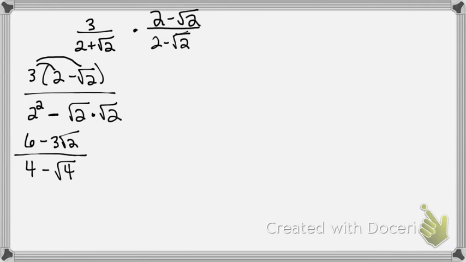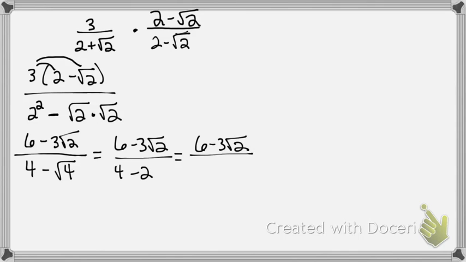So let's keep on simplifying. Up top, that's going to stay the same. Okay? Can't do anything with it. In the denominator, I can simplify that square root of 4. That's going to give me 2. Okay? Now, keep the numerator, the top, the same. 4 minus 2 gives me 2. Alright? Does that make sense? Now, this would be your answer. Okay?